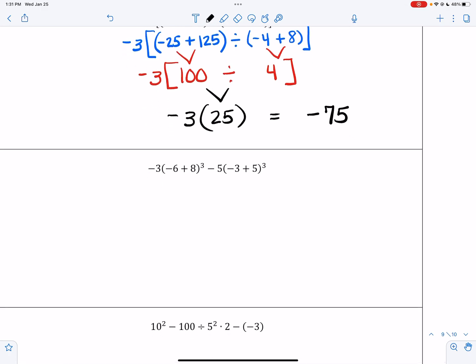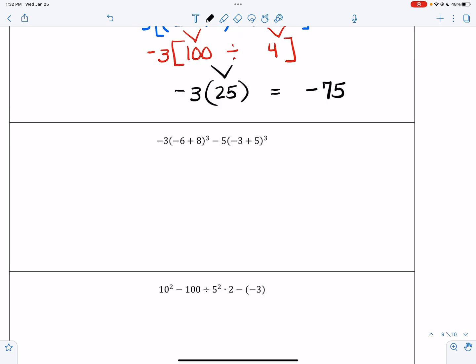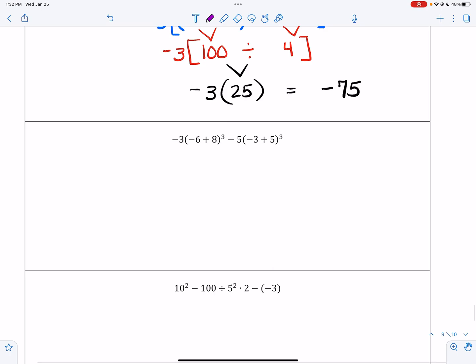All right, so now let's approach this one. So we're going to do our parentheses first. Negative 6 plus 8, that is 2. That I have to raise to the third power, and then I have the negative 3. Minus 5, negative 3 plus 5, that is also 2 raised to the third power.